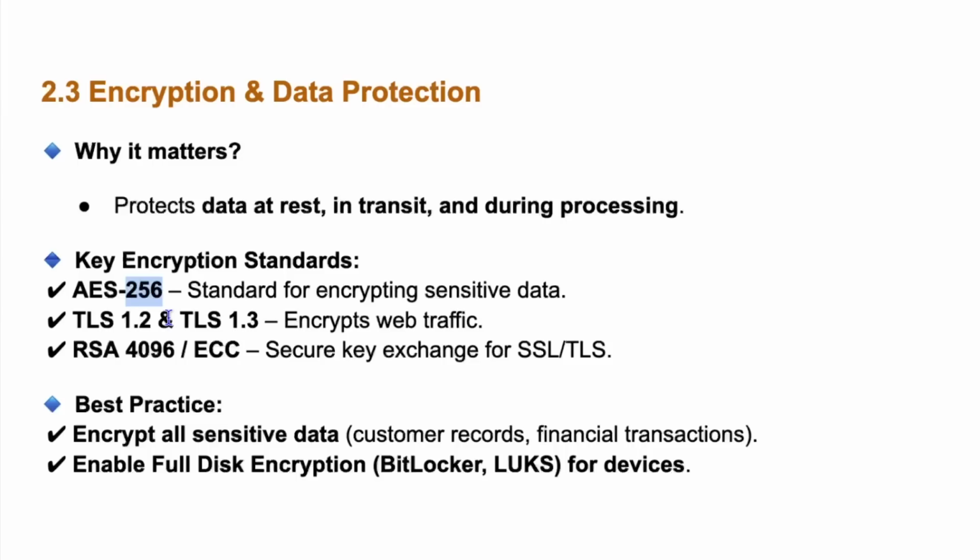And then we have RSA 4096 and ECC, which are key exchanges. So you have secure key exchanges for SSL or TLS, which happens to be asymmetric, which essentially means that there's a public key and a private key. Somebody would encrypt their data using the public key, and then in order for somebody else to access it, they would use their private key to decrypt the data.